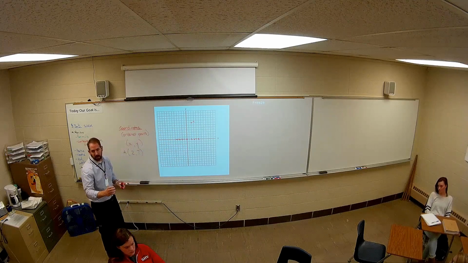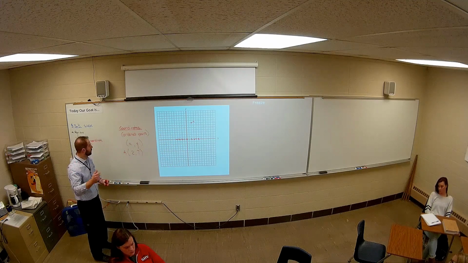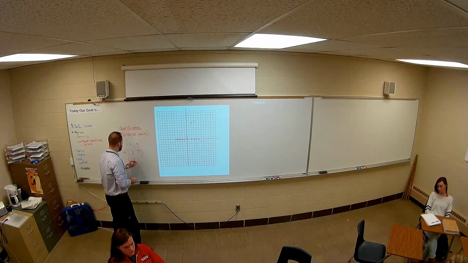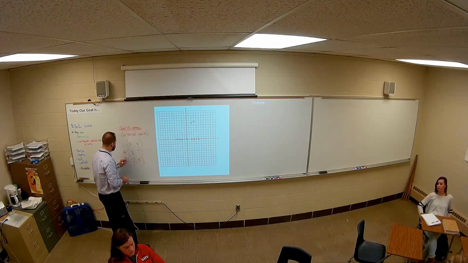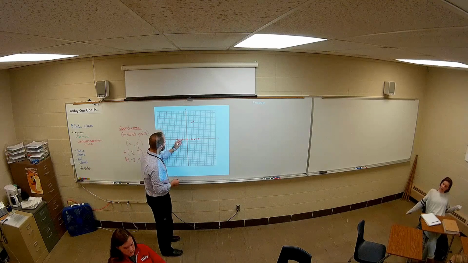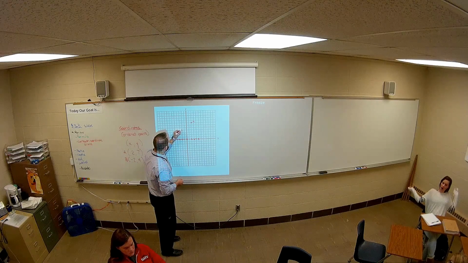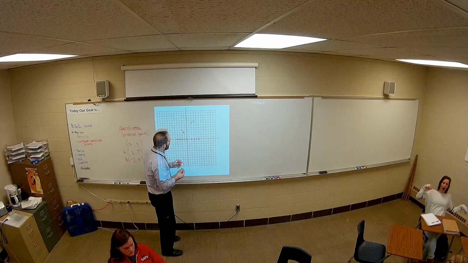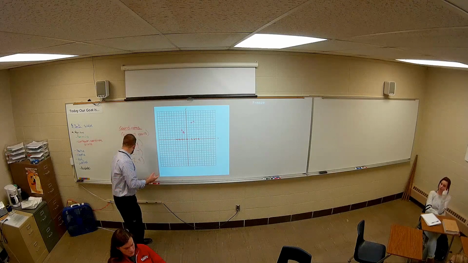Okay, I need another coordinate, please. Negative 2, 4. Okay. We'll call this letter B. So we'll find a slope for that one. So negative 2, comma positive 4. That's what we're going to. This is letter B. Now that is an individual line. That is a unique line for this picture.